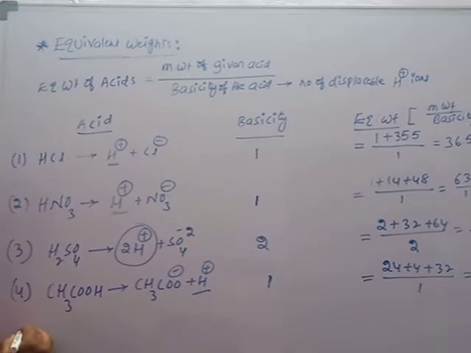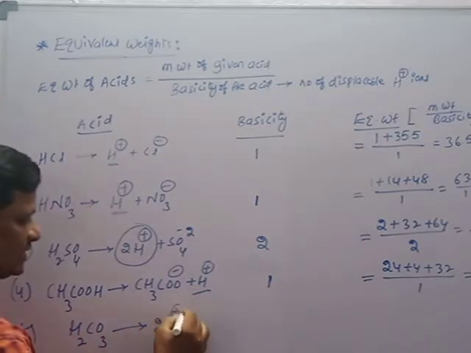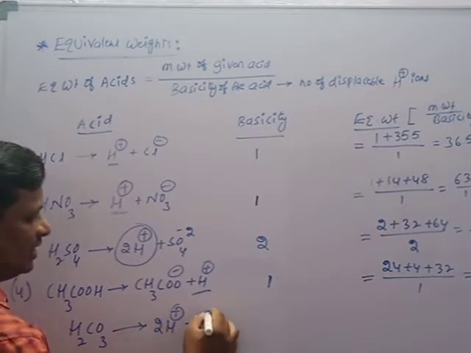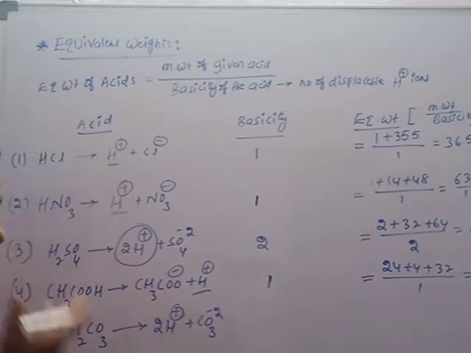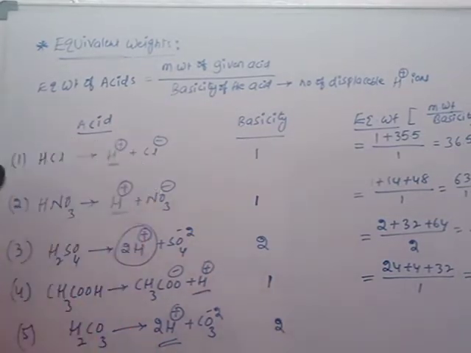For example, let us consider carbonic acid, H2CO3. Carbonic acid is ionized into 2H plus and CO3 minus 2. So now the number of displaceable H plus ions is 2. So then the basicity of the acid is 2.